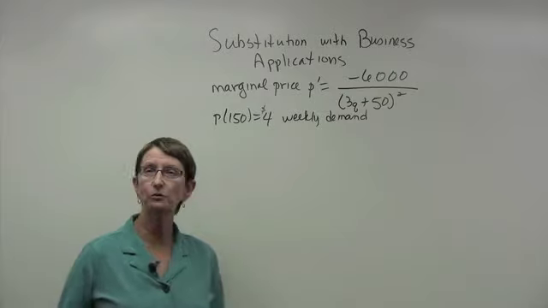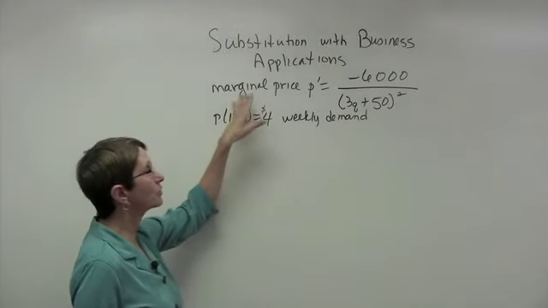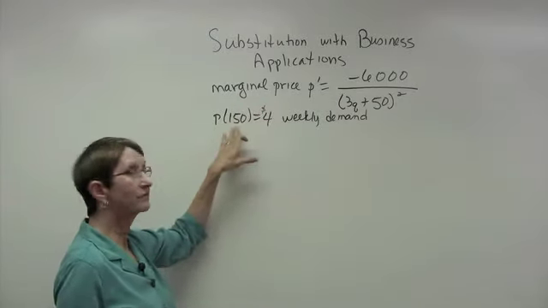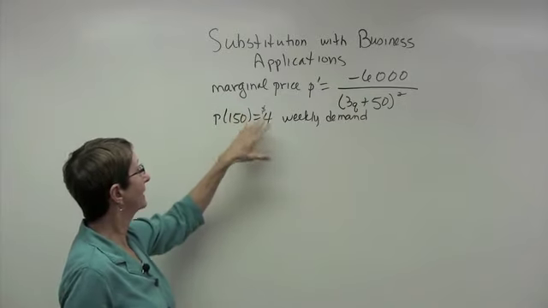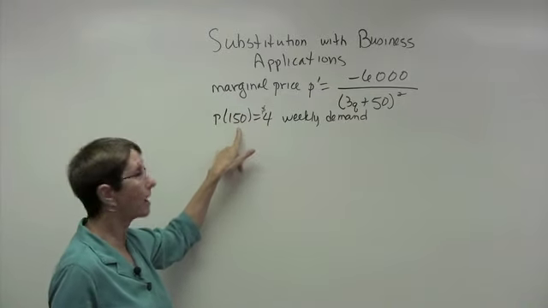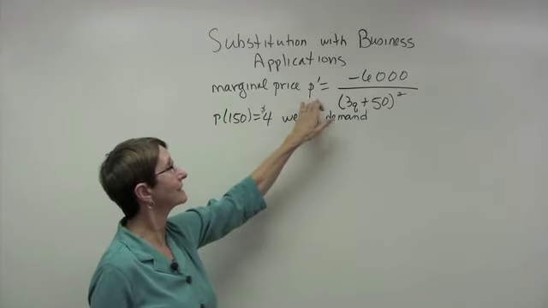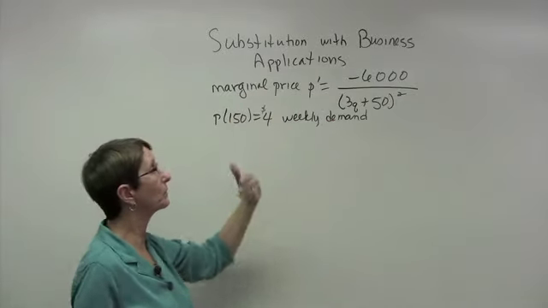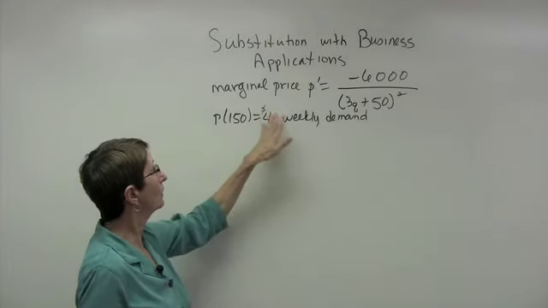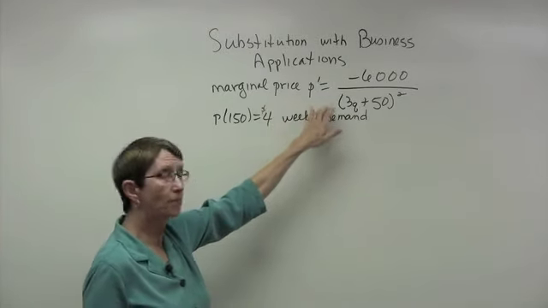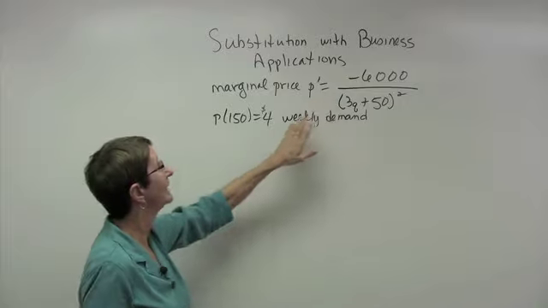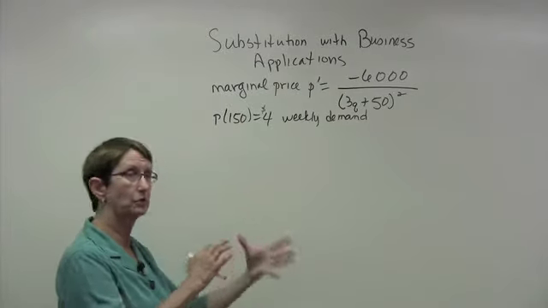So in our application, we're talking about the marginal price of bottles of baby shampoo. The weekly demand is 150 bottles when the price is $4. The marginal price gives us an estimate of one additional item, but we want the whole demand equation. We want to find, given the marginal price equation, the price demand equation.